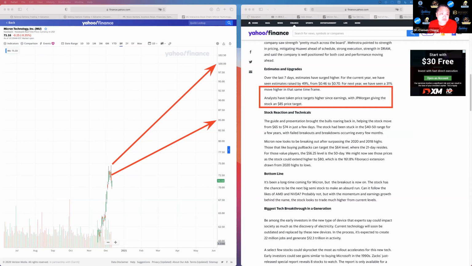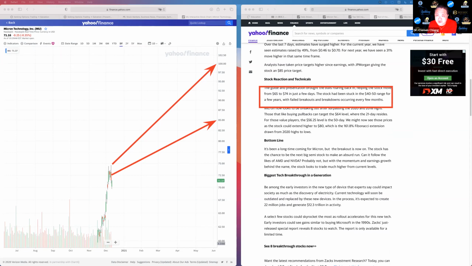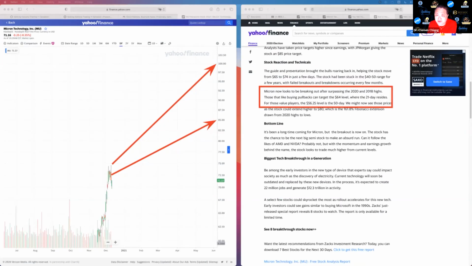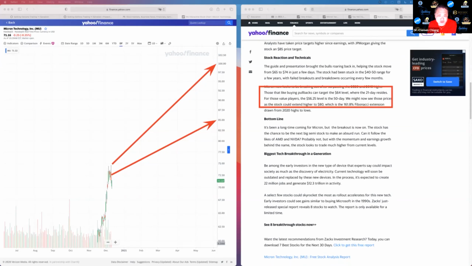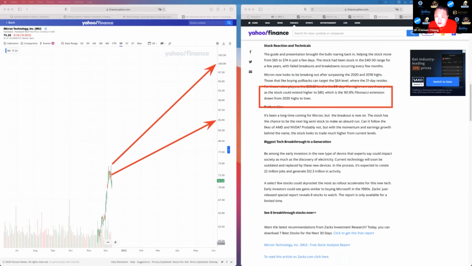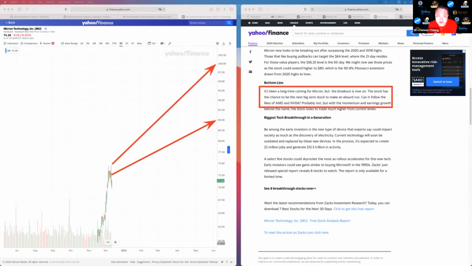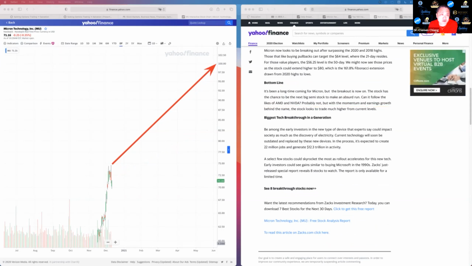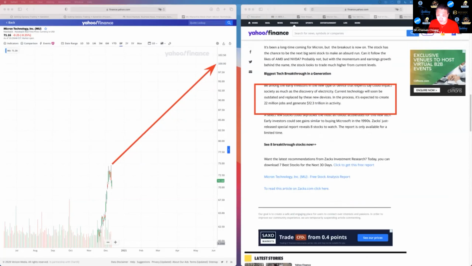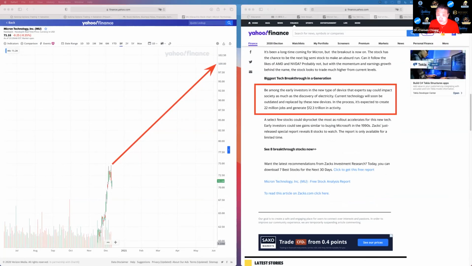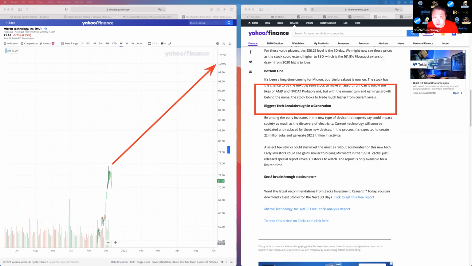Here we go. Ultimate reason. Now loose set to breaking out after surpassing the 2018 high and then pull back to 64. Right now it's 71. Okay, I need the ultimate reason. So this is the one that's important. Ready? Here we go. AMD and NVDA. Can it follow the likes of AMD? Probably not, but with the momentum and earnings growth behind the name, the stock looks to trade much higher from current level. All right. And you go down. It is expected to create the biggest tech breakthrough in a generation. Be among the early investors. No, this one is nonsense. This is an advertisement already. So we stop here, right?